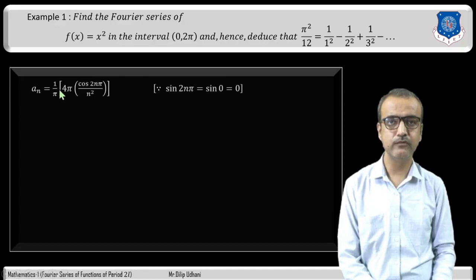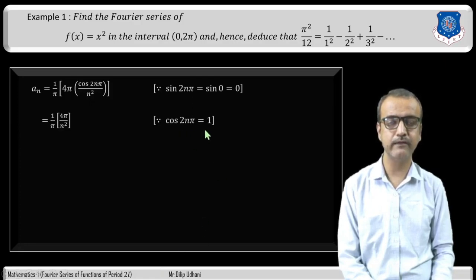So a_n equals 1 over pi into 4 pi cos 2n pi over n square, and sin 2n pi is 0, both are 0. Now we will simplify this result. As all of you know, the value of cos 2n pi is 1. If you replace n by 1, you will get cos 2 pi, and cos 2 pi is 1. And if you replace n by 2, you will get cos 4 pi, and again the value of cos 4 pi is 1.